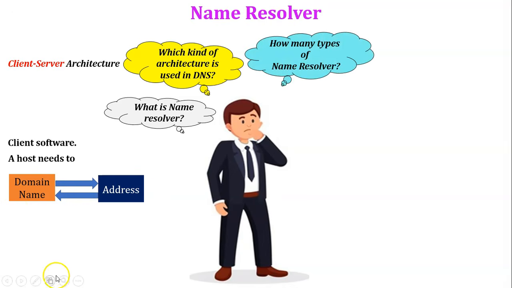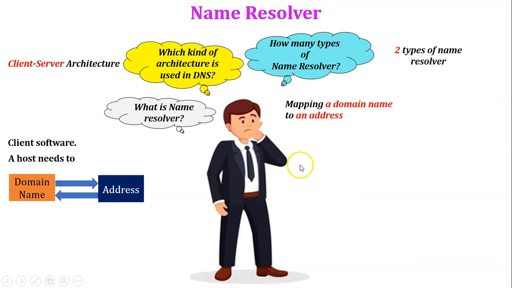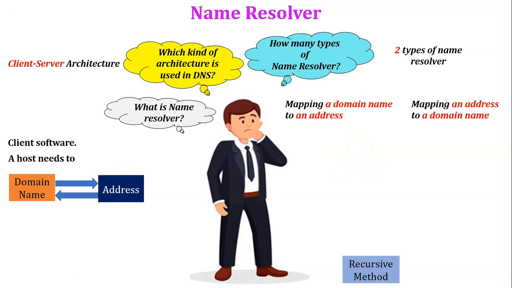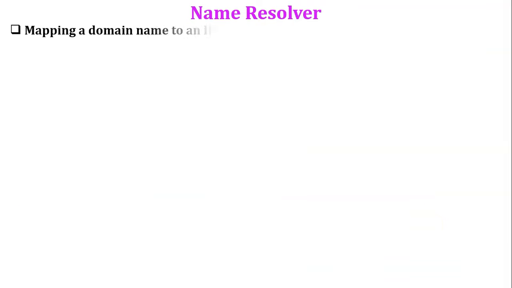Next, how many types of name resolver are there? There are two types of name resolver. The first one is mapping a domain name to an address, and the second one is mapping an address to a domain name. There are also two different methods used for the name resolver: the first is the recursive method and the second is the iterative method. So first we discuss the types of name resolver and then discuss the recursive and iterative methods. So let us understand the types of name resolver.